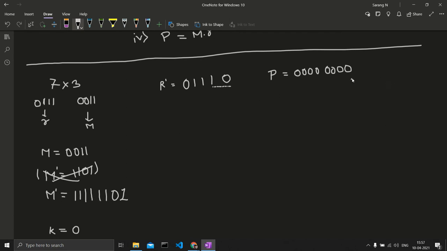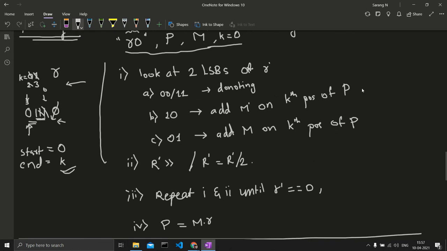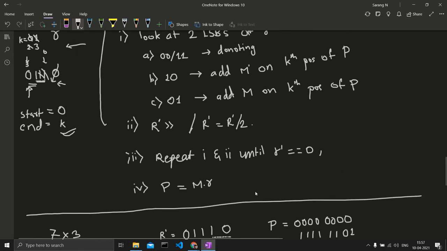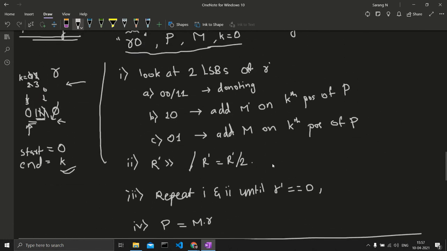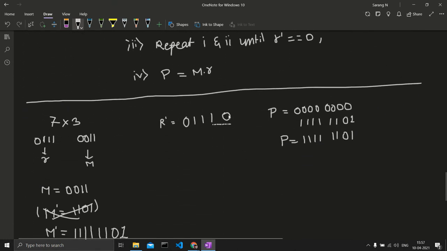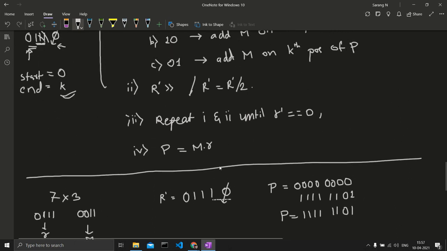So I'll write here, all of them are 1. I'll add, so I'll get new p is equal to 1 1 1 1 1 1 0 1, right? This is our new p. Okay, then next you have to do this shift r. So you just delete this bit. So you'll have effectively this.